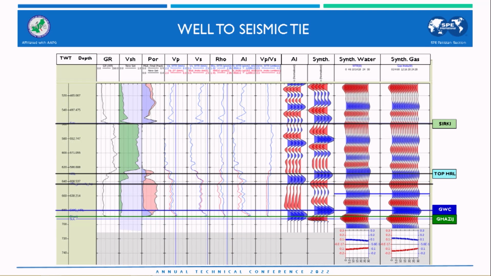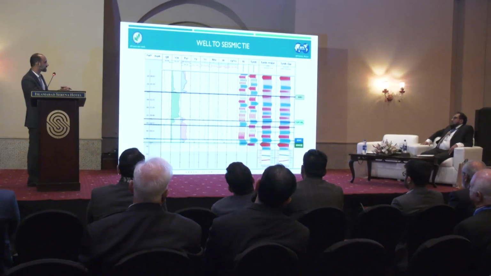So we have a decent seismic tie on our seismic data, based on our well data, and we try to see the response of this HRL reservoir on the impedance synthetic, as well as on the synthetic gathers, in the case where we replace the reservoir with 100% water saturation, or 100% gas saturation. So these two are the gathers, and we have a quite decent tie on all our synthetics.